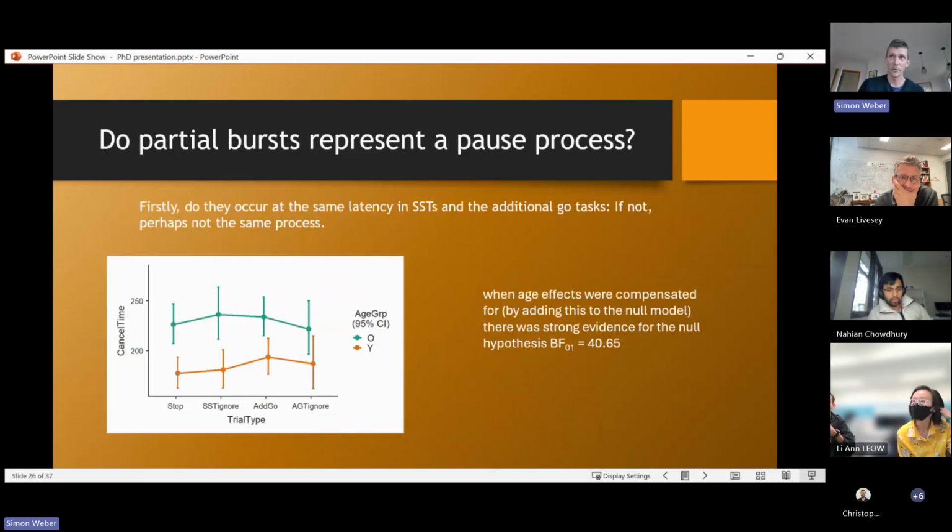Something that I didn't do in the initial publication, surprisingly, is check that the latency of this pause was the same in all the different conditions. So this is what I've done here. It was. That same partial burst offset following the stop signal, additional go signal, or ignore signal was occurring at the same latency across all the tasks. Something I didn't mention is that we also looked at effects of age, but I decided not to discuss that here. That's why there's an O and a Y here: the older cohort and the younger cohort.